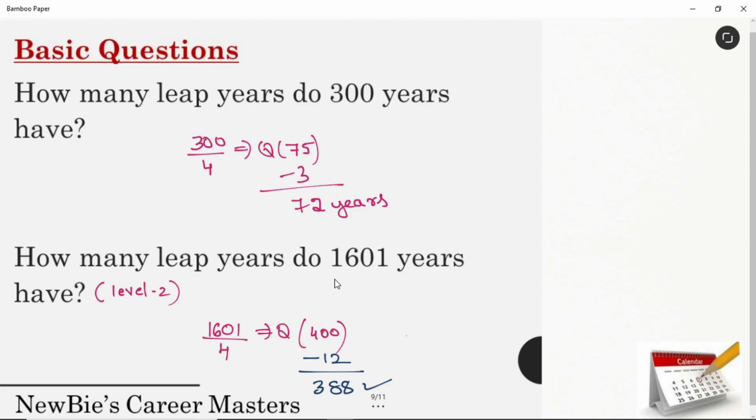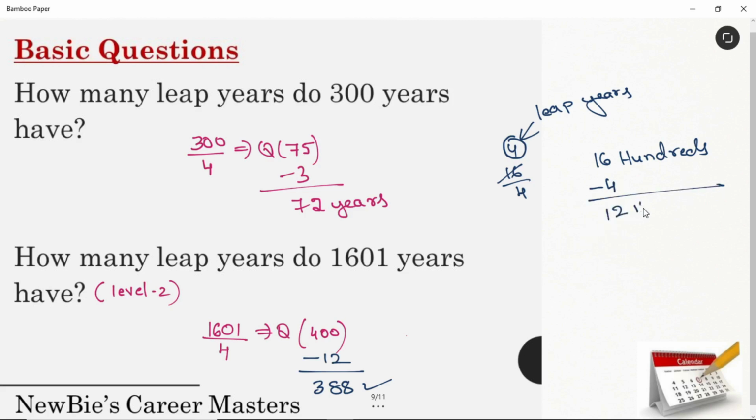Out of this 1600, you know how many hundreds will come? How many? 1600s will come. Just now we have listed it. Rather than listing it, just write like this, 1600s. Take this 16, divide the 16 by 4. The quotient 4 means there are 4 leap years out of the 1600s.